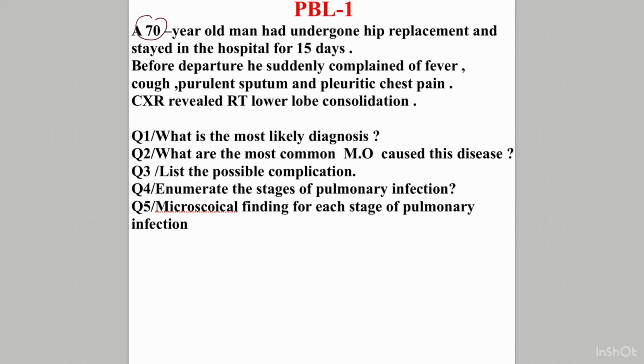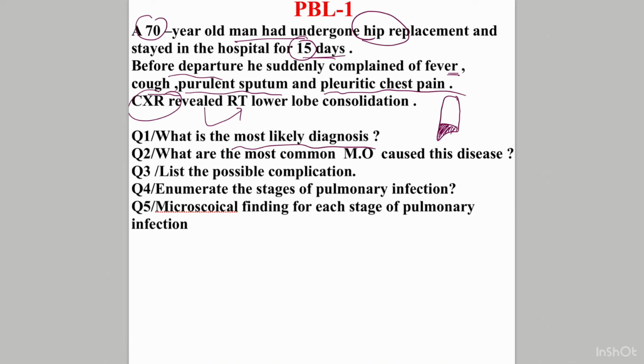We have a 70-year-old man who underwent hip replacement, meaning a joint replacement, and stayed in the hospital for 15 days. Before leaving the hospital, he developed fever, cough with sputum and pain on inspiration. They did a chest X-ray that revealed the presence of right lower lobe consolidation, meaning he has consolidation in the right lower lobe. What is the most likely diagnosis?